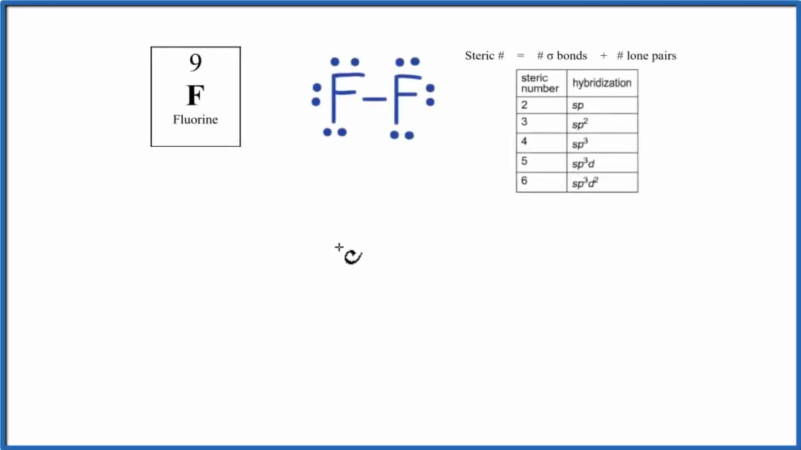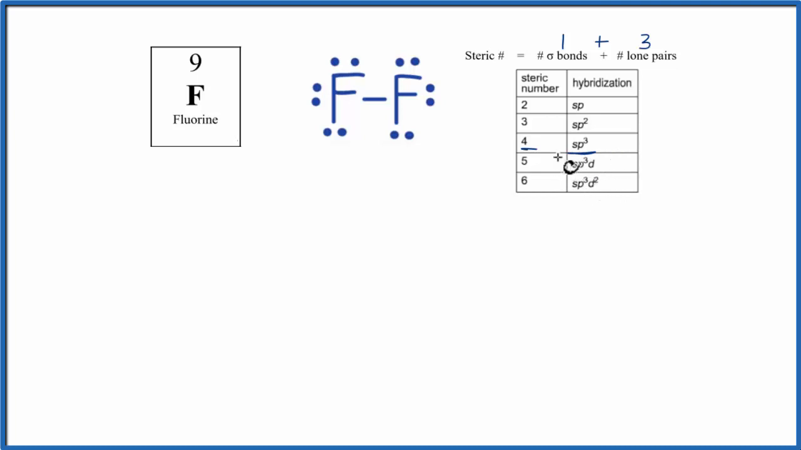If you're asked to find the hybridization for F2, that's fluorine gas, we can do that pretty easily by just finding the steric number and looking it up here. So the steric number is the number of sigma bonds and lone pairs. So we have a sigma bond right here. This is a single bond. And then we have one of those plus the lone pairs, 1, 2, 3 lone pairs. So the steric number is 4. That means we have sp3 hybridization.